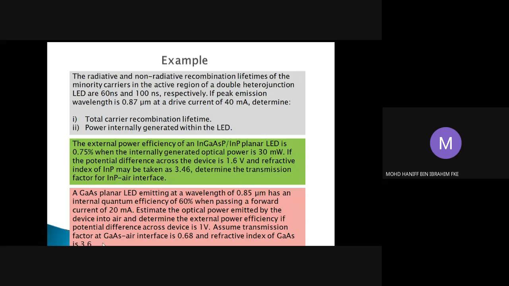Okay, this question is about the gallium arsenide LED. The wavelength of operation is 0.85 micrometer. The internal quantum efficiency is 60%. The current is 20 milliamp. The question is to estimate the optical power emitted, which is the PE. So we can find the PE by using the equation that we have seen before.